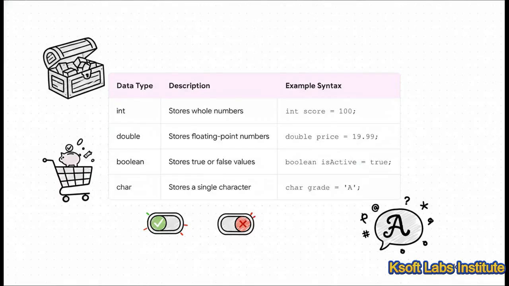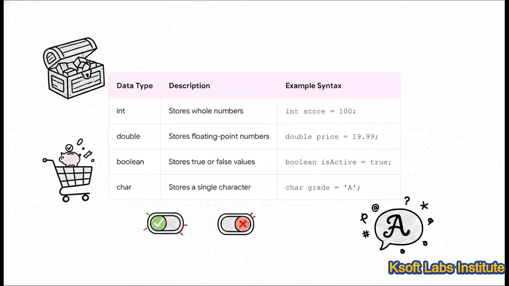And this table here shows the most common types of boxes you'll be using. These are called primitive data types. So for a whole number, like a score in a game, you use an int. For numbers that have a decimal point, like a price, you'll use a double. For simple yes or no, true or false values, maybe to check if a user is logged in, you use boolean. And for just a single character, like a grade on a test, you use char.